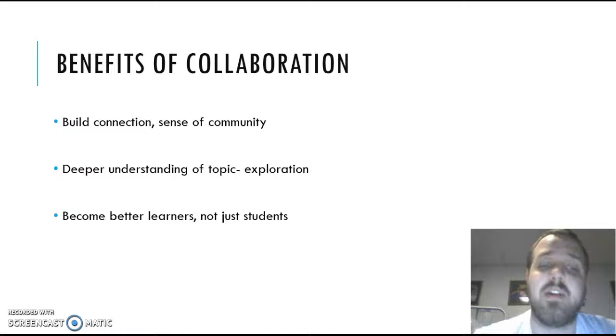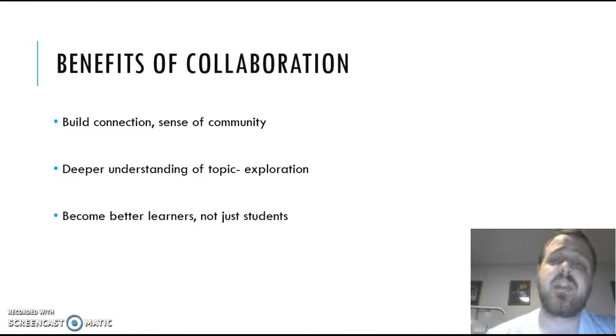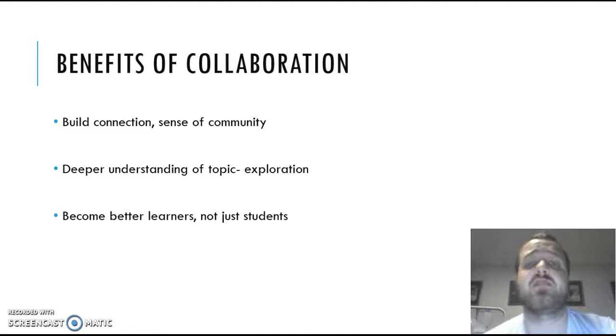So I think building that deeper understanding, obviously getting the students to know the content, is one of the most important things whenever we're teaching a subject. And then last but not least, this was something in one of the articles that we had to read online, that they talked about how we need to make sure our students are becoming better learners, not just good students. And I think that with collaboration, you can start to foster some of those lifelong learning tendencies that you might miss out on in just doing traditional lessons every single time.